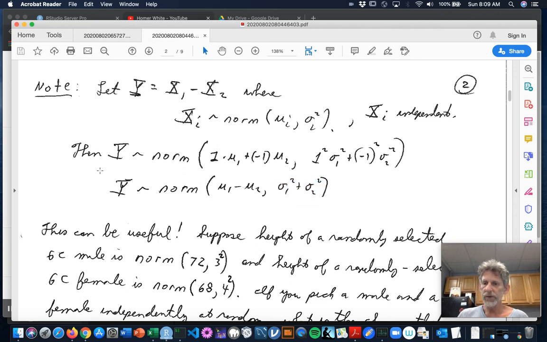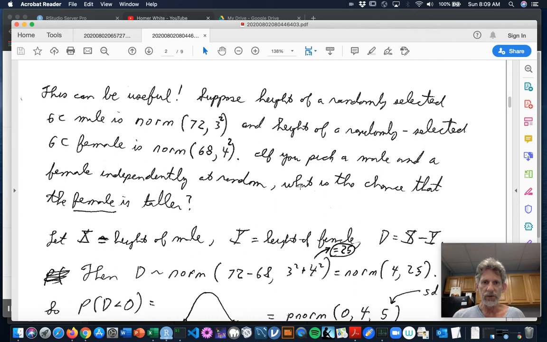So Y is also normal. The difference of normals is normal. And interestingly, the variance of the difference is the sum of the variances, not the difference of the variances, the sum of the variances. So here's a way that's useful.